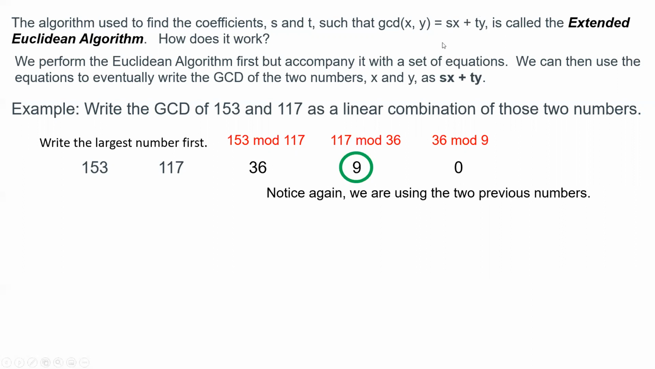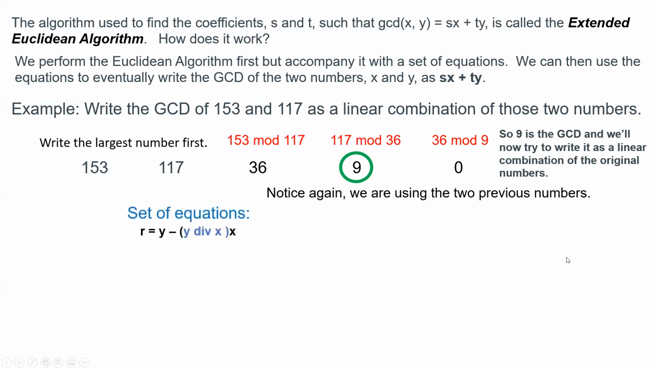How do we express 9 as some integer times 153 and another integer times 117? So that's what we need to do. Now we continue on with the extended part. 9 is the GCD, and now we're going to try to write it as a linear combination of those original numbers. Again, this was that little pattern that I wanted you to start remembering.